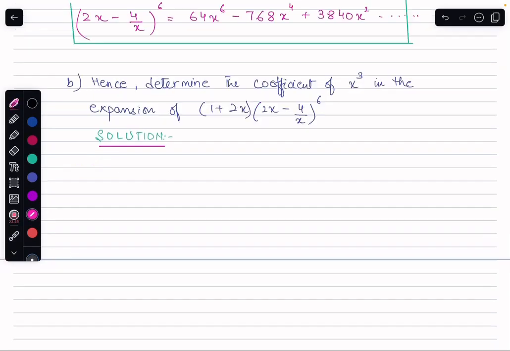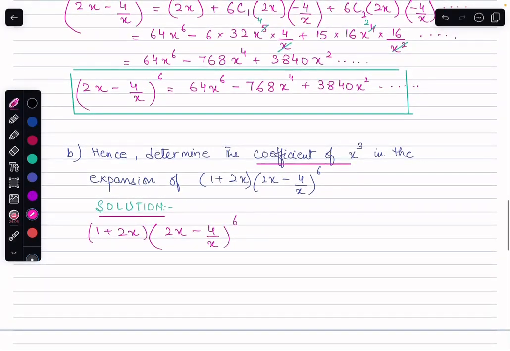Let's determine the coefficient of x cube. In the expansion, I need the coefficient of x cubed. In the expansion of (1 plus 2x) times (2x minus 4 by x) to the power 6, I already have the expansion of (2x minus 4 by x) to the power 6.